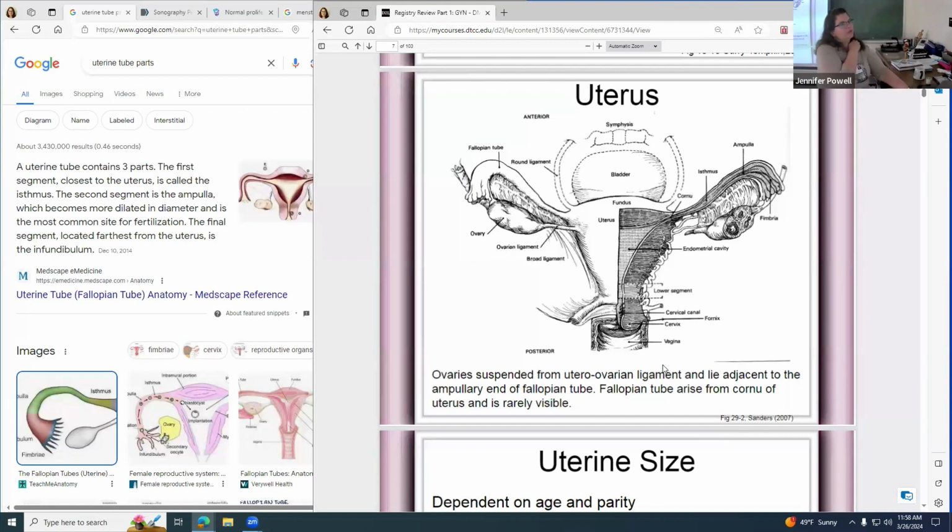Sometimes when you're seeing on ultrasound a structure in between the uterus and the ovary, it's easy to think that it's the fallopian tube, but it's not. It's the ligament that you're actually seeing. But that ligament is helpful because you can follow it out and then find the ovary.